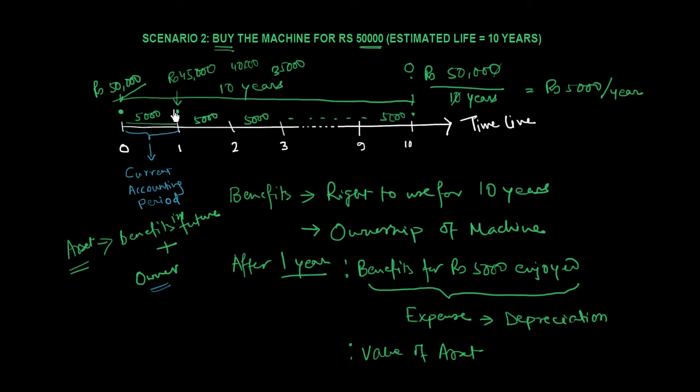So at this point, benefits worth rupees 5,000 have already been enjoyed, and you are left with 9 more years of usage of the machine. You are standing with a machine which can give you benefits worth rupees 5,000 for 9 more years. So 5,000 into 9 years, you get benefit worth rupees 45,000 in future. So at this point your asset will be worth 45,000. The value of the asset is nothing but the expected amount of benefits that you expect to receive from it in the future years.